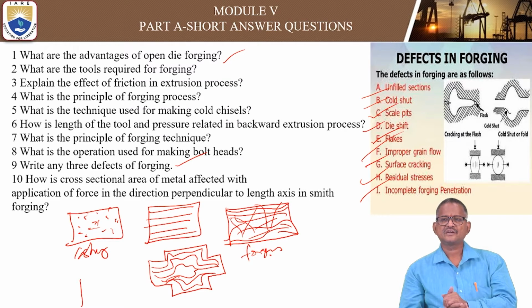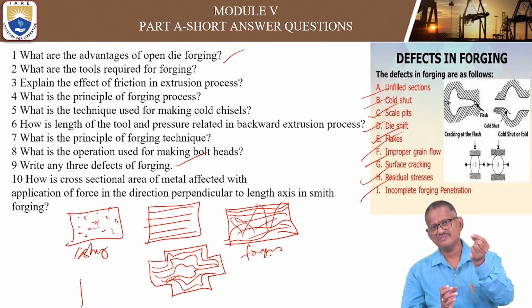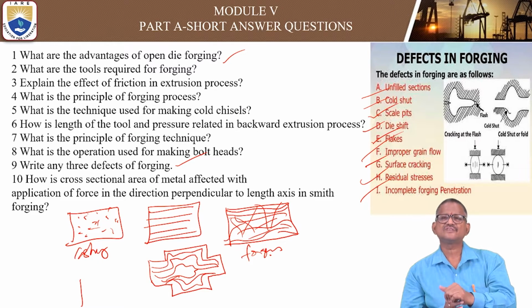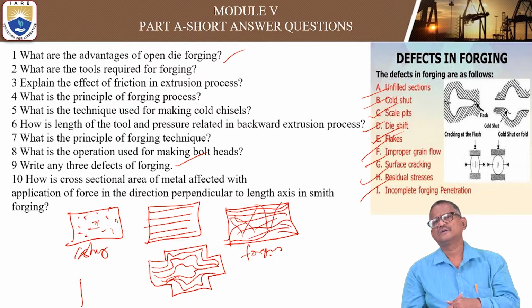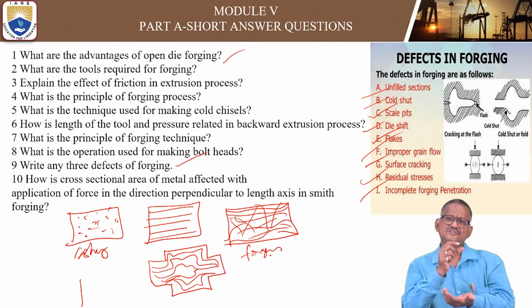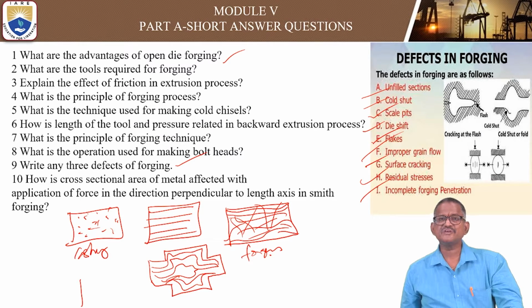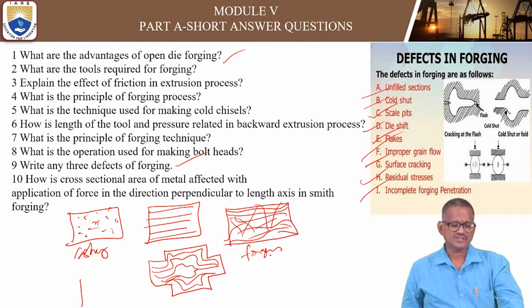Coming to another thing: what is the technique used for making cold chisels? Even for making cold chisels, you can use drop forging, applying the drop in different processes, bending and blocking. The blocking operation can be performed according to the shape of the chisel. You can see this in the forging process. So this is the way you can answer the short answer questions.